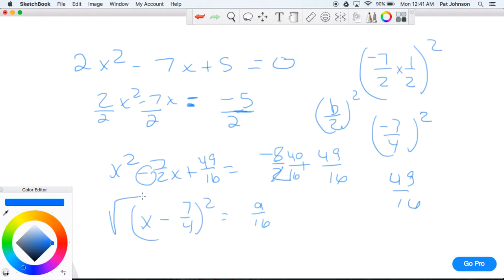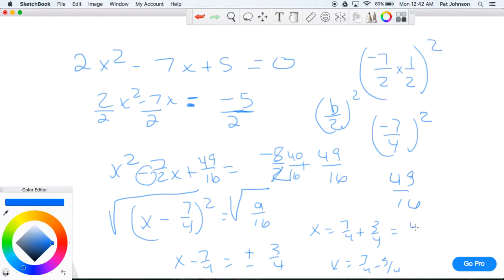Now I use the square root theorem and take the square root of both sides: x minus 7/4 equals plus or minus 3/4. Then I add 7/4 to both sides, so x equals 7/4 plus 3/4, and x equals 7/4 minus 3/4. My solutions are 4 over 4, or 1, and 10 over 4, which simplifies to 5 halves. Those are my two solutions. Now you need to do problems number 2 and 8.